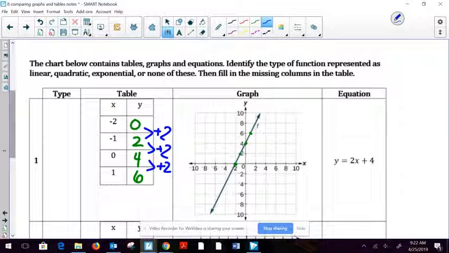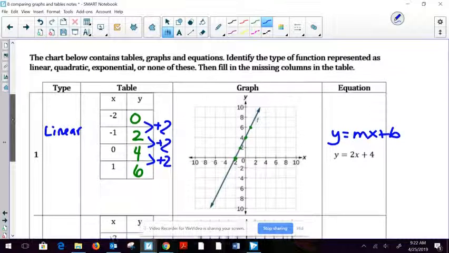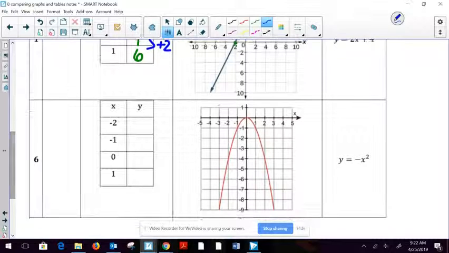It's a straight line, and we see that it's in the form of y equals mx plus b. So this equation right here, no matter what type of representation we have here, is what we call linear. Let's go ahead and look at another one. So right away, we see that this is an upside down U, an upside down parabola.